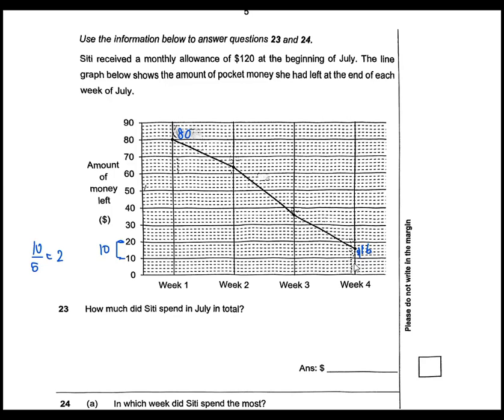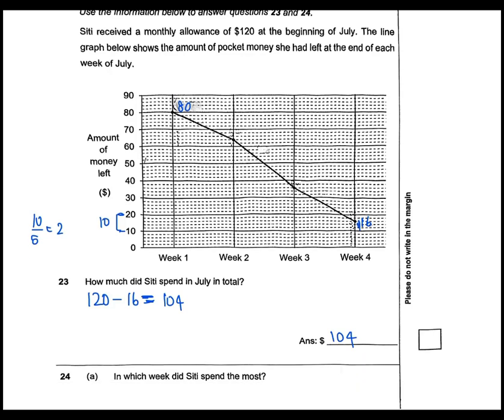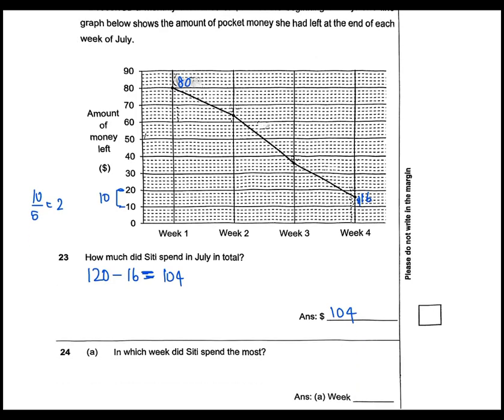Meaning at the end of 4 weeks, she's left with $16. So initially, if you look at the question, she had $120 and now she's left with just $16. So how much she spent is basically 120 minus 16, which is equal to 104. So she spent an amount of $104. The next question is asking us, in which week did Citi spend the most?